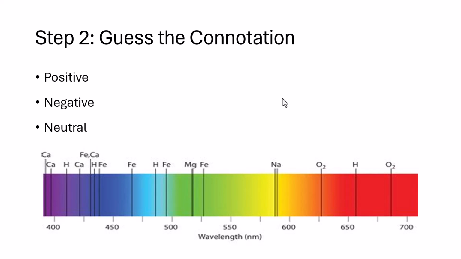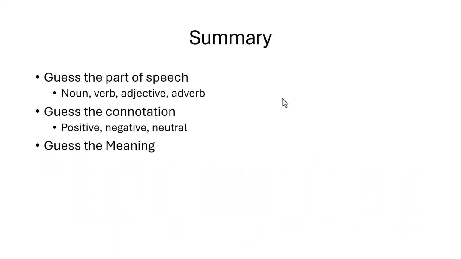So those are the 2 main steps, and then the third step is just guess the meaning. So when you see a new word, you want to go through these steps. Guess the part of speech: noun, verb, adjective, or adverb. Guess the connotation: positive, negative, or neutral. And then you can guess the meaning.